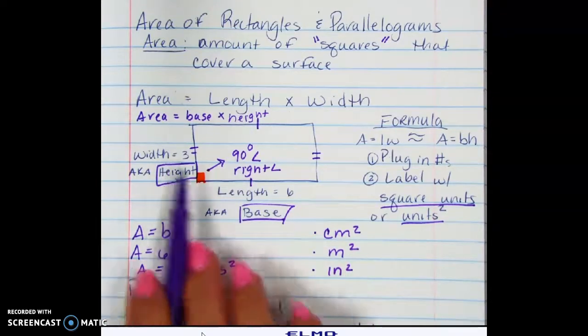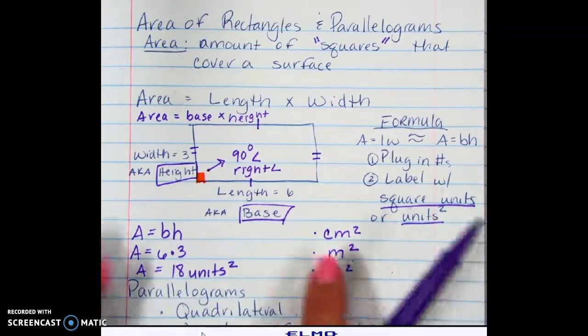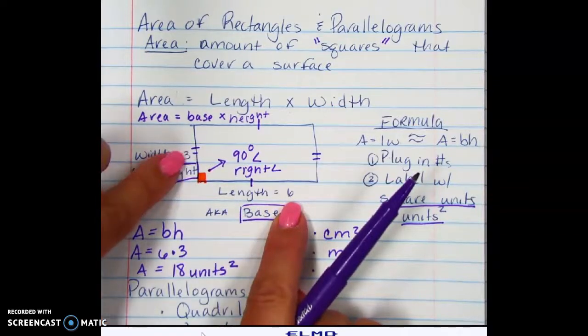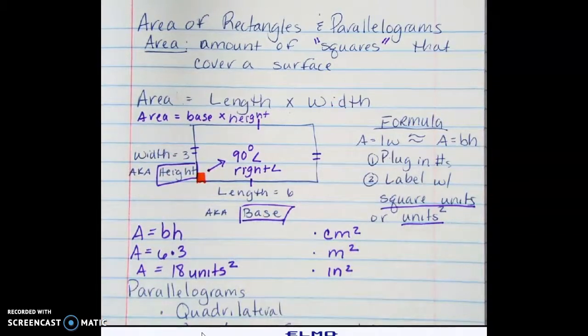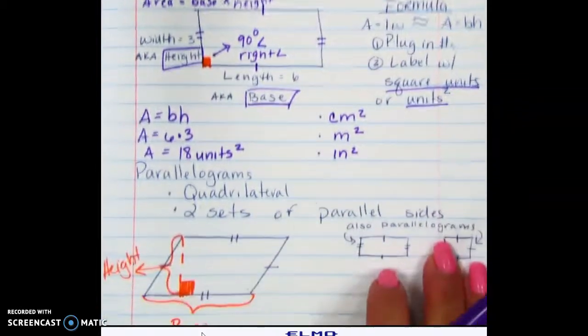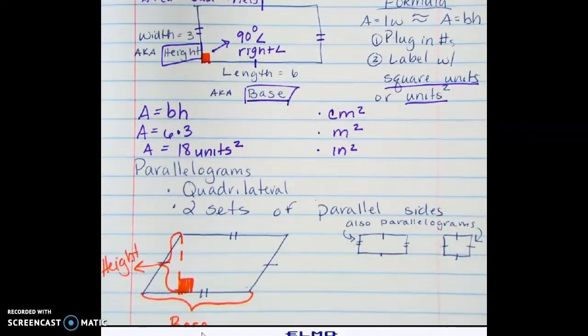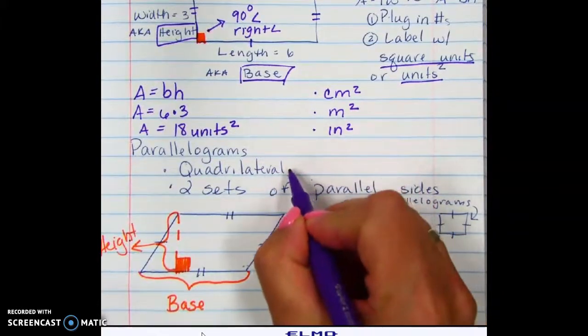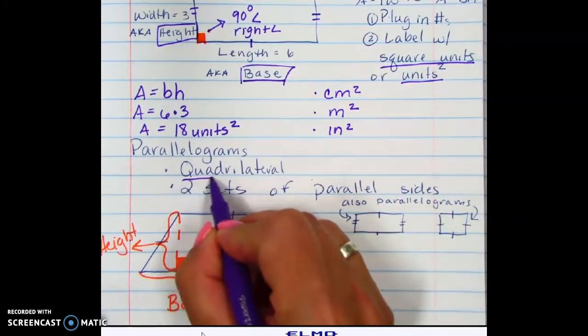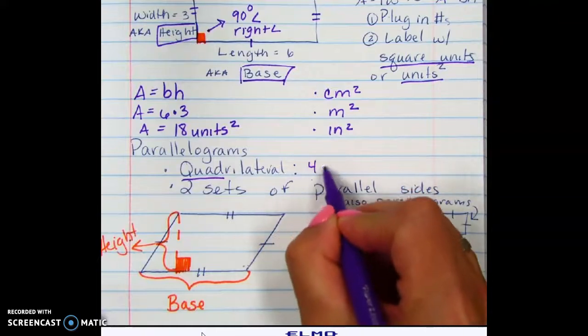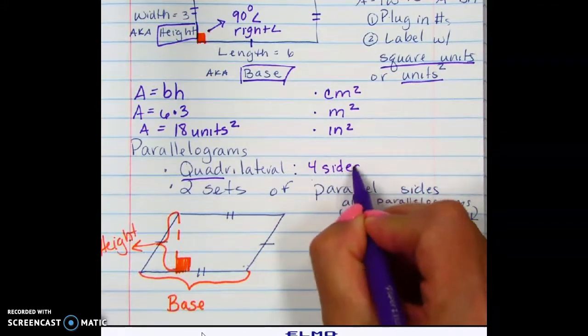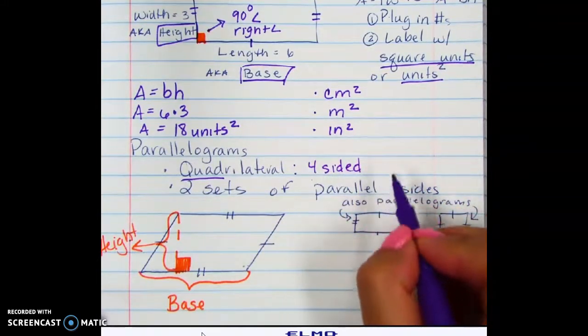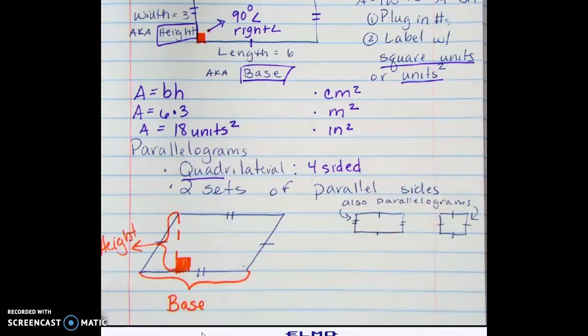Now, also they have to be the same units. You cannot have inches for 6 and 3 feet. You have to convert. We'll continue on with that, don't worry. Okay. Now, let's take a look at a parallelogram. What is a parallelogram? Well, a parallelogram is a quadrilateral. Quad means 4, so it is a 4-sided figure. A 4-sided two-dimensional figure. So again, a rectangle is two-dimensional, and so is a parallelogram.